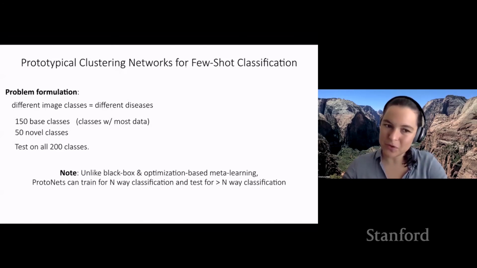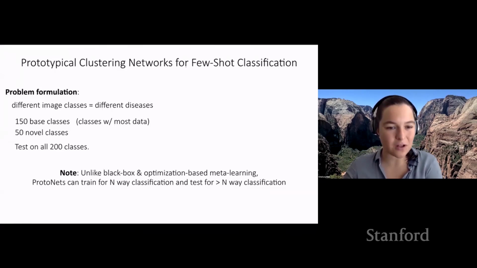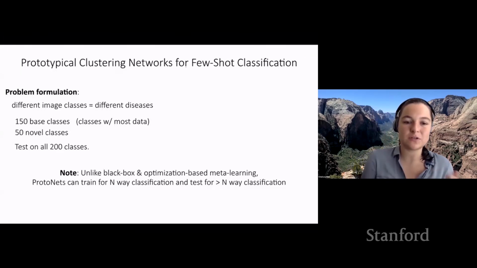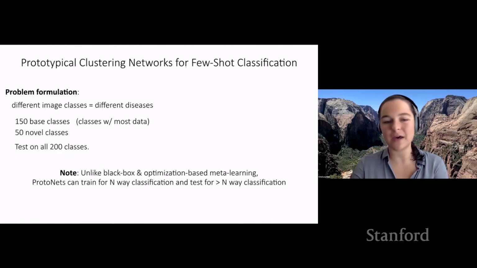Now one thing that's worth noting here is that, unlike the approaches that we've seen so far with black box and optimization-based meta-learning, non-parametric methods can train for n-way classification and test for greater than n-way classification. You can still compute embeddings for all of the examples, and you can still do nearest neighbors to the prototypes for more than n classes, even if you've only trained on n. So this is one of the positive features of these kinds of approaches. That means they could get a 200-way classifier after only meta-training on a number of classes that's less than that.